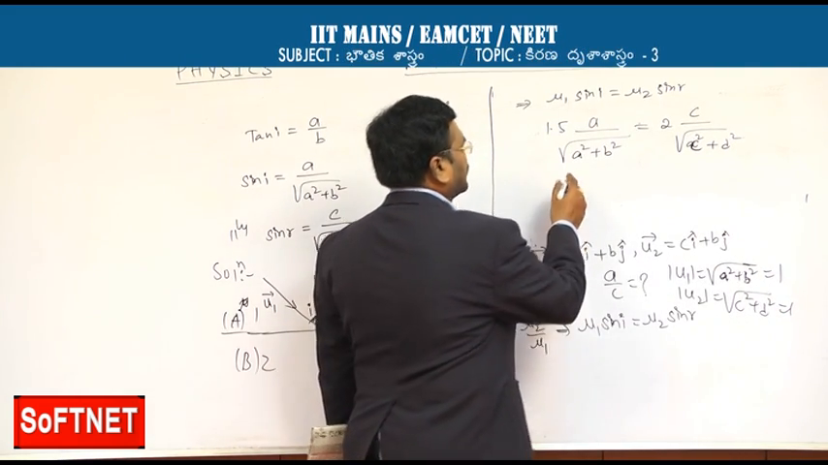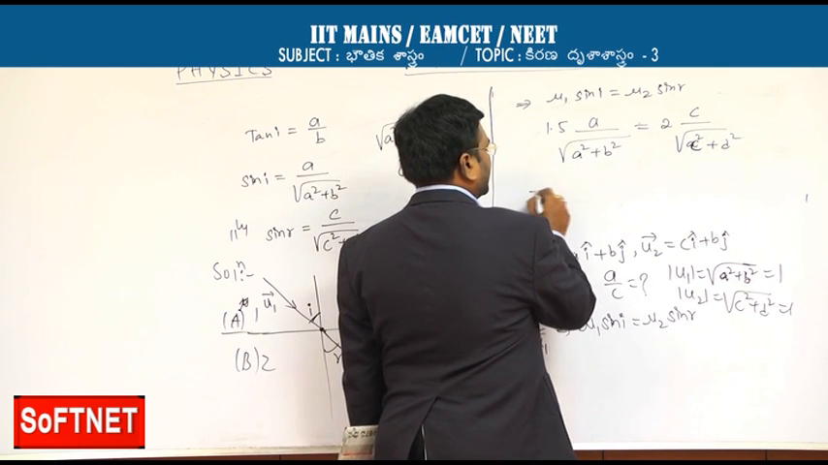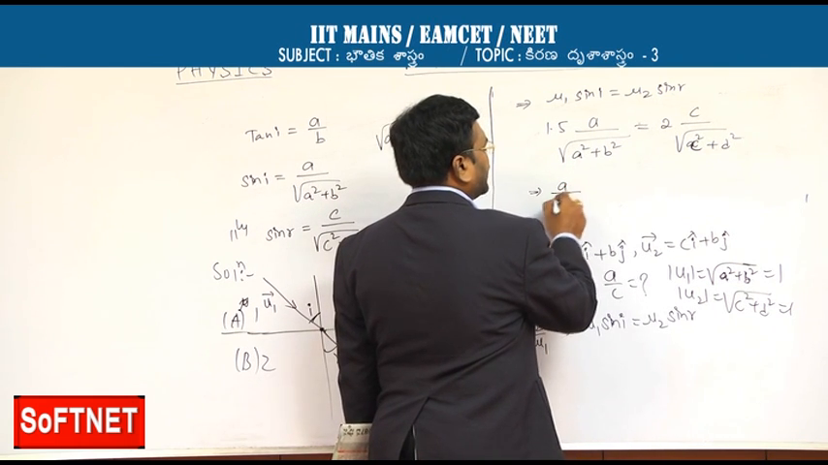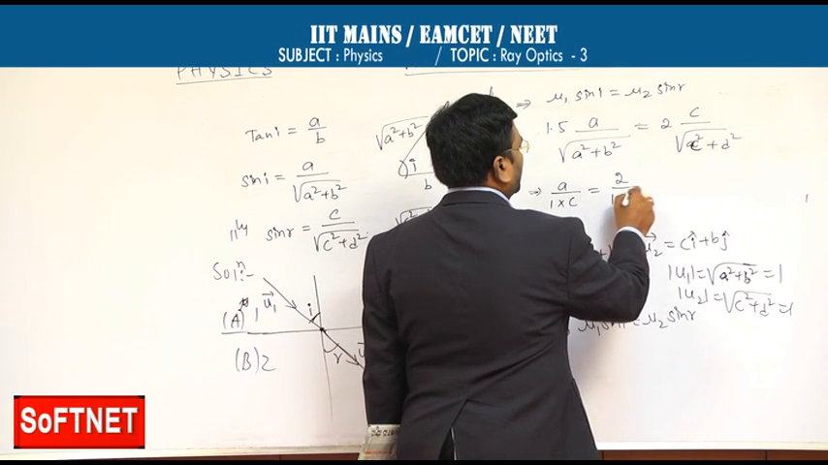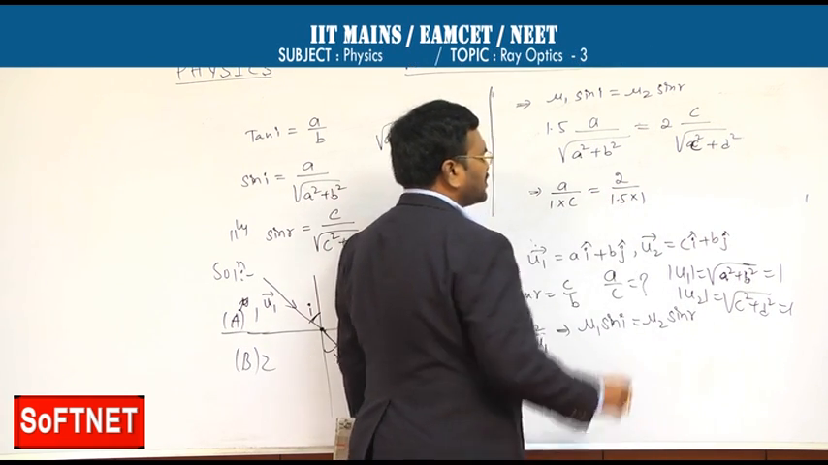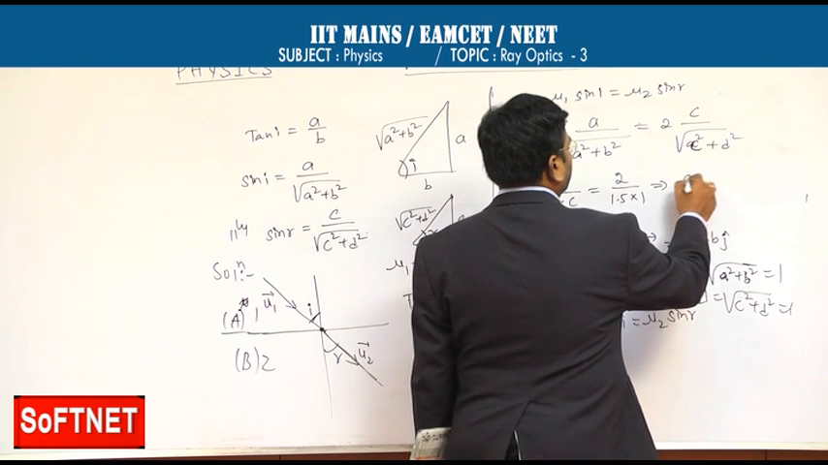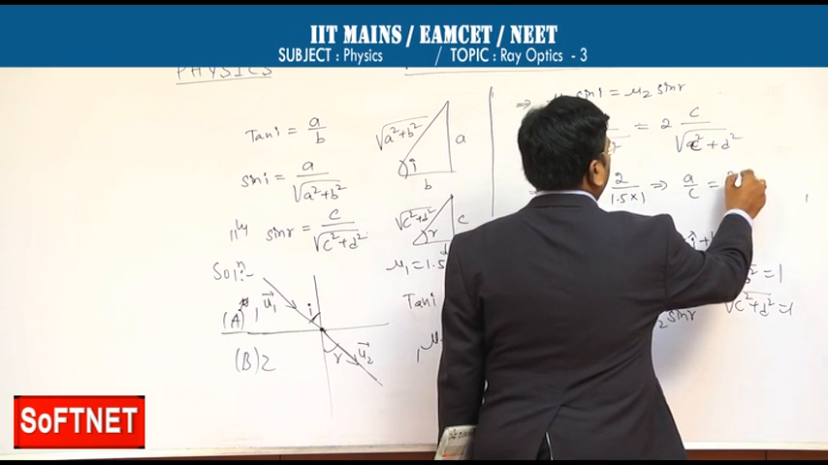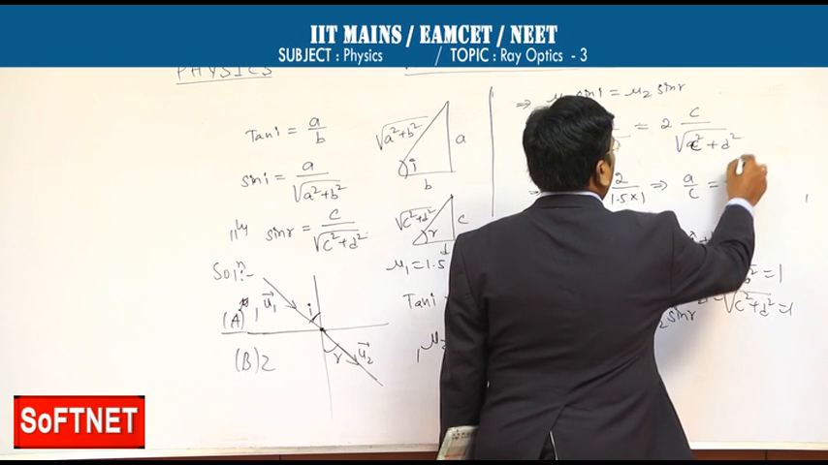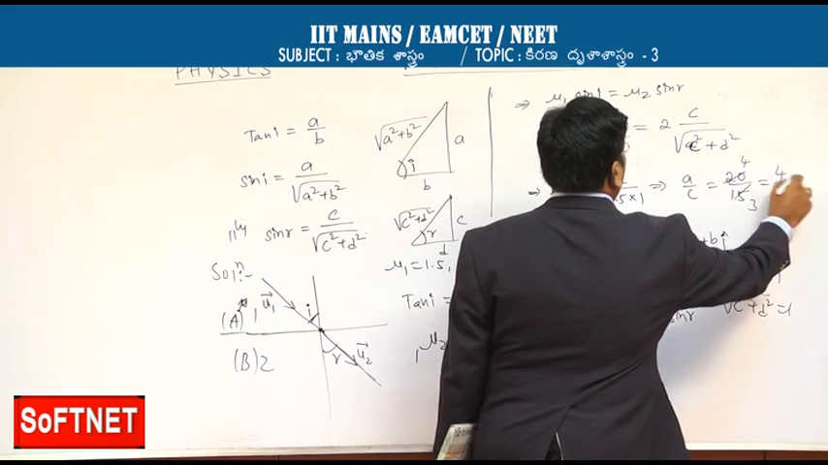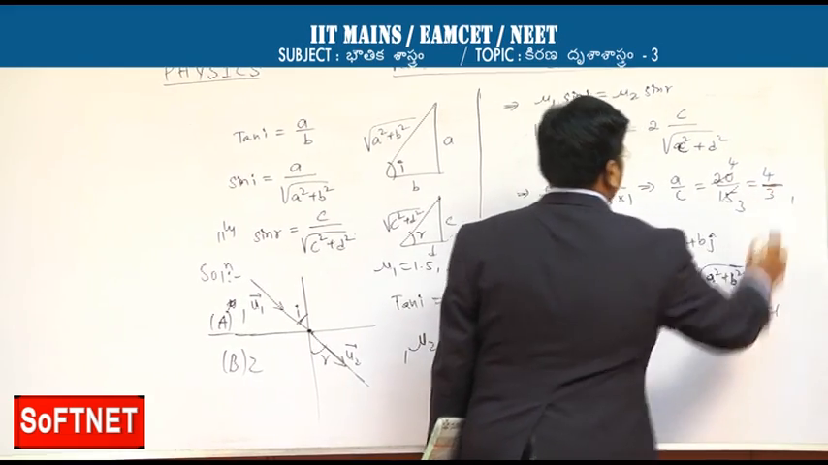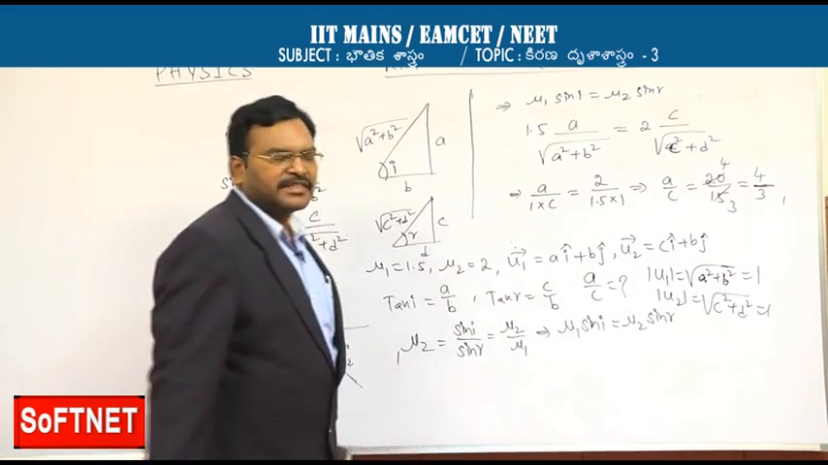Here what we are getting now? Here A by C, A by 1 into C is equal to 2 by 1.5 into 1. From this, here A by C is equal to 20 by 15, 5 4s are 20, 5 3s are 15. So what is the answer now? 4 by 3. A by C value is 4 by 3. Is it clear?